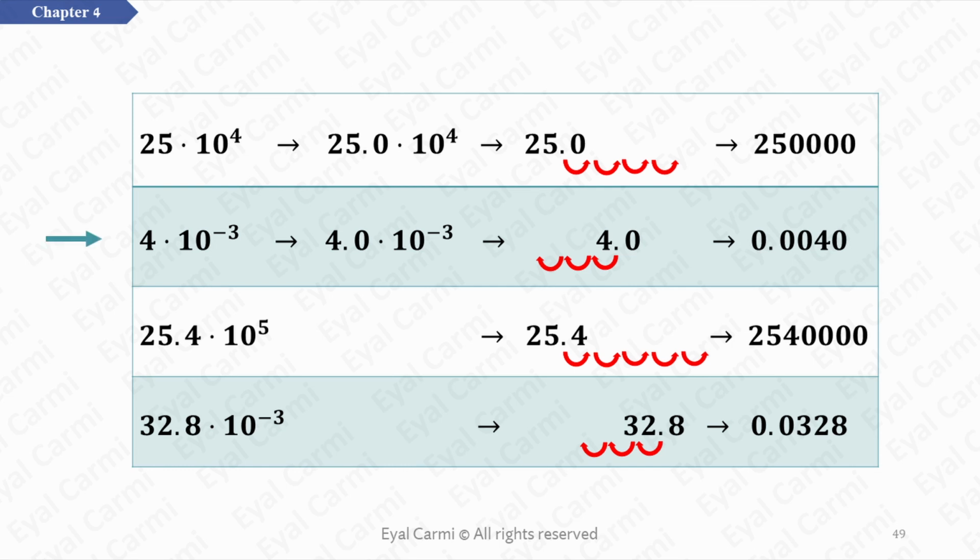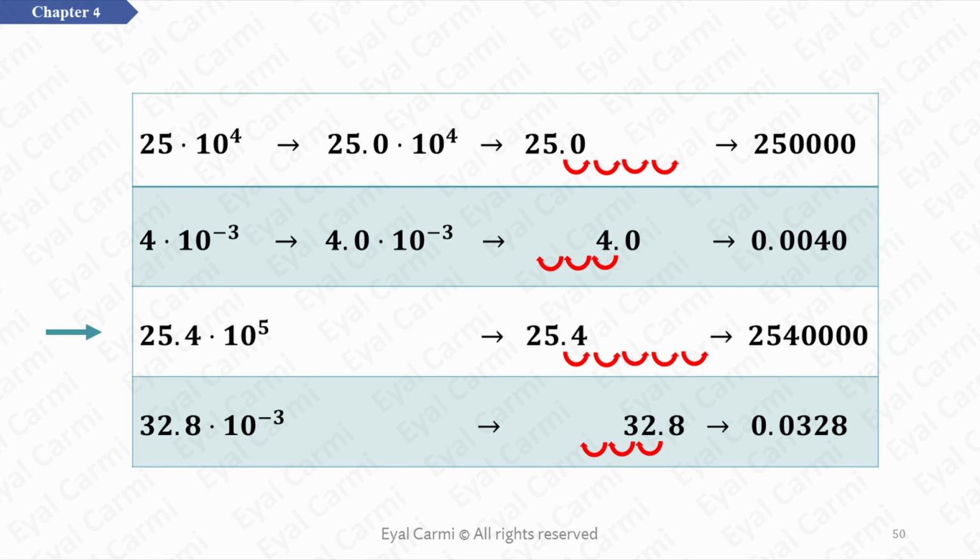Second row. 4 times 10 to the power of minus 3 can be written as 4.0 times 10 to the power of minus 3, which is equivalent to writing 4.0 and moving the decimal point 3 steps to the left, which results in 0.004.